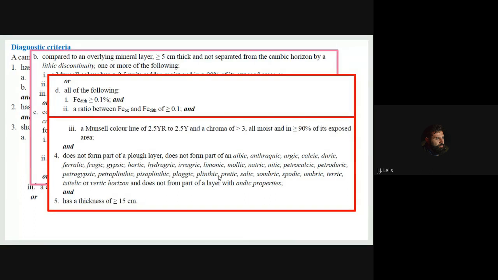So again, the cambic horizon is that horizon that can be seen in some soils that are not so developed, but also are not poorly developed. Okay?